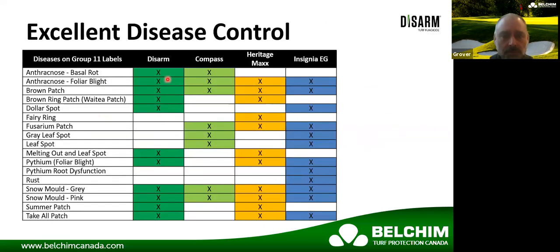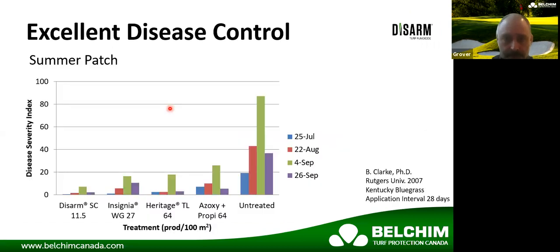When we look at the label against other industry standards, all QOIs, it's just a very good label, just like all these other products here. And then a second differentiator for Disarm is it is one of the only 2 strobies that have a dollar spot registration. Not that I'm positioning Disarm as a dollar spot product. However, if you use it, you can know that you're going to get some dollar spot control at the same time. In the trials we did, it actually performed better on dollar spot than we thought.